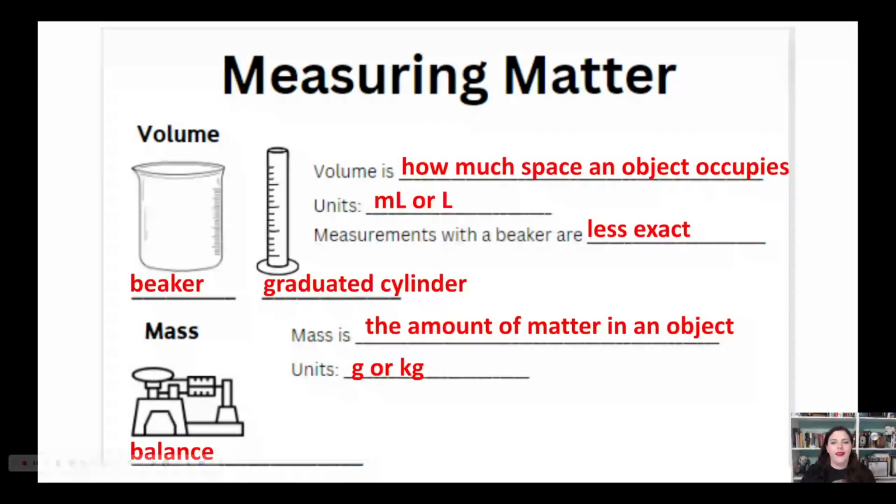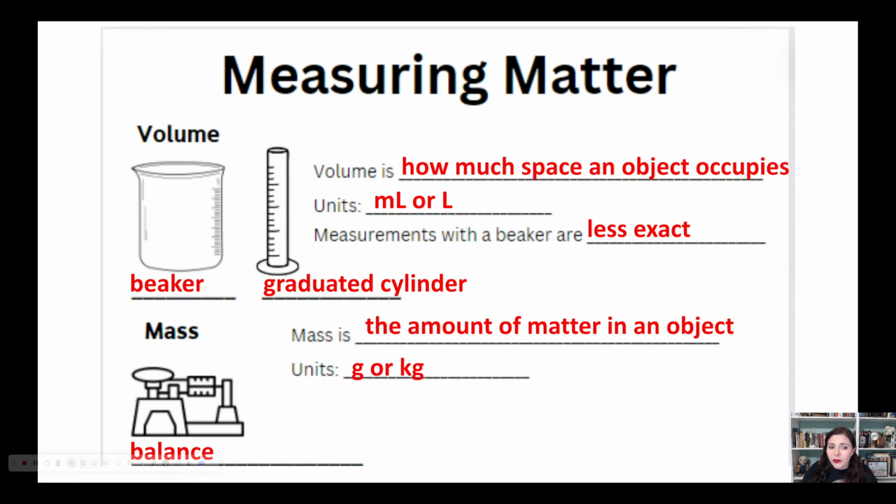So to start off with, volume. Volume is how much space something takes up. We're talking about liquid volume first, okay? We're going to be using milliliters or liters to measure liquid volume.